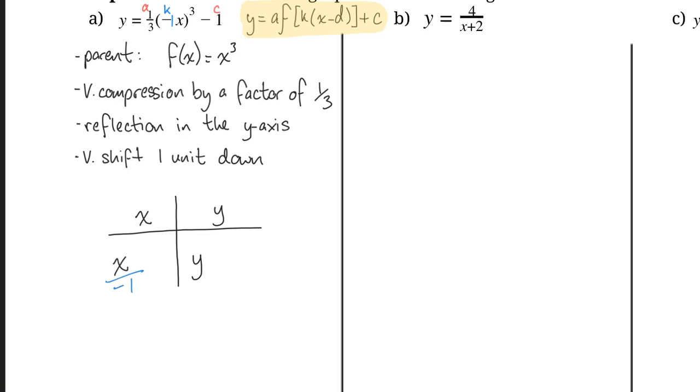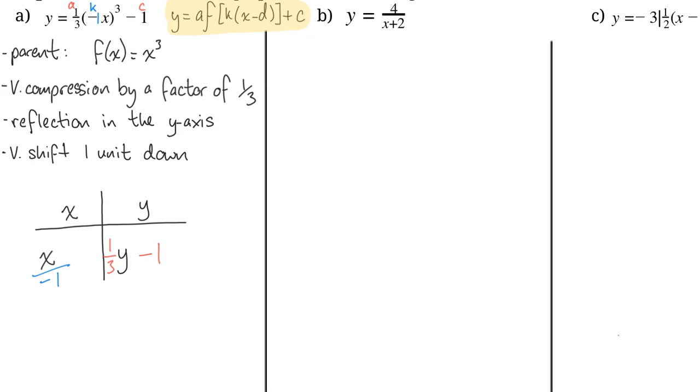And when we look at what happens to our y coordinates, we have an a and a c that will affect our y coordinates. So since a is equal to 1 over 3, all y coordinates are going to be multiplied by 1 over 3 and then subtracted by 1, because the entire graph will shift 1 unit down.